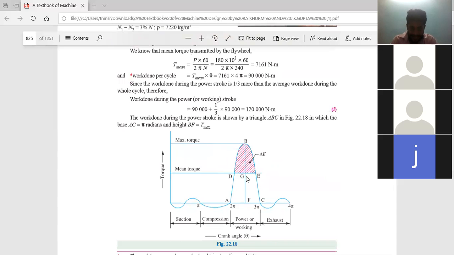Now, if I see this diagram, this is a triangle. ABC is a triangle. This is my base. Can you tell me the value of this AC? Pi, yes. This portion is 3 pi, this portion is 2 pi, and 3 pi minus 2 pi is pi. So AC is pi. And the height is BF. So can you tell me from the diagram, what is the value of the height BF?